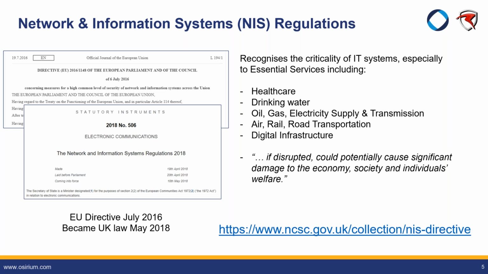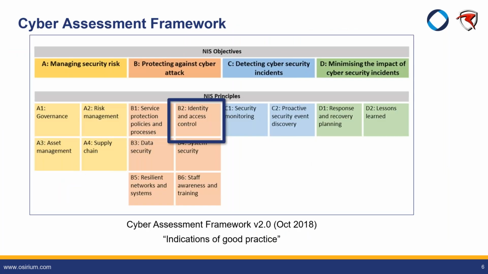The reason that this is being implemented is that it's designed to improve the critical infrastructure of the UK and the European Union overall, to make sure that if these systems are attacked, they don't end up in an unsafe way or cause a major incident that could affect the overall country. Our main topic today is going to be around Objective B. This is what I would describe as process driven. It's about protecting against a cyber attack, and B2 is particularly focused on identity and access control.